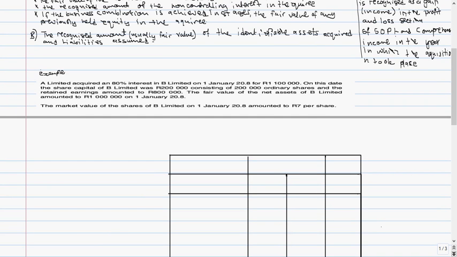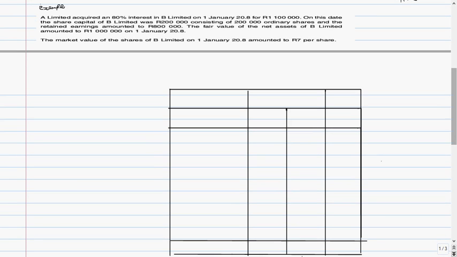Now we want to calculate the share of the NCI and goodwill using the partial goodwill method, and then we'll turn to the full goodwill method after that. Now this company acquired 80%, so 80% is here, and the non-controlling interest will be holding 20%. So this 20% we are going to term it NCI.